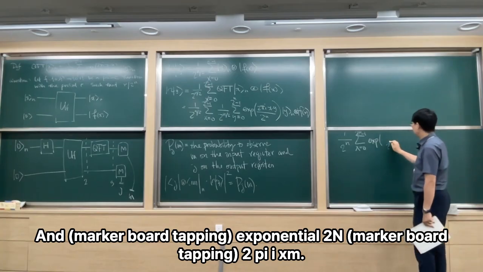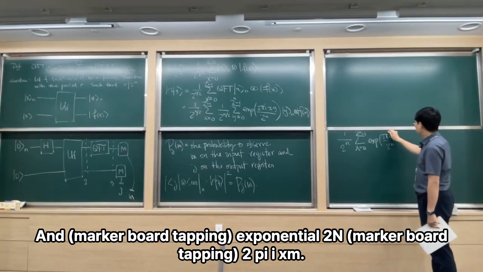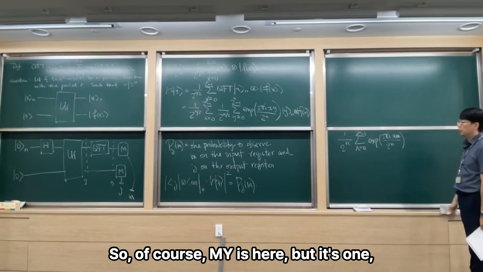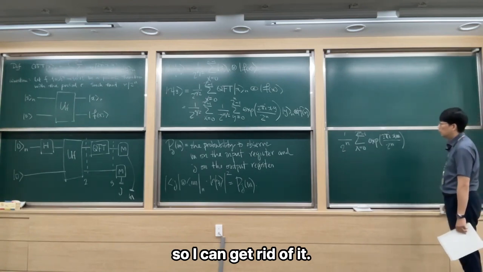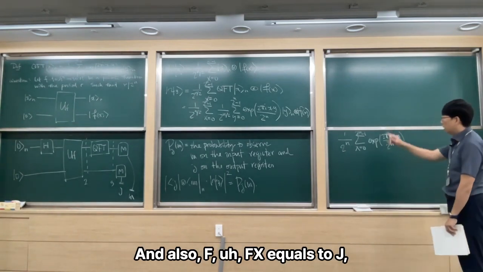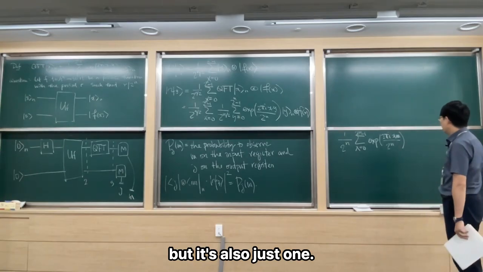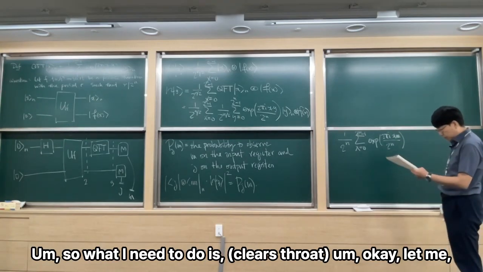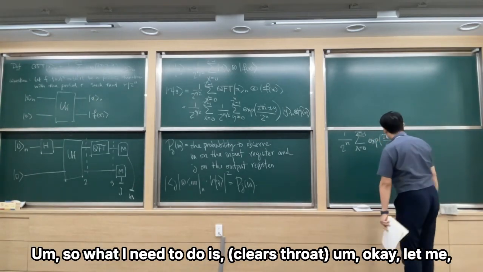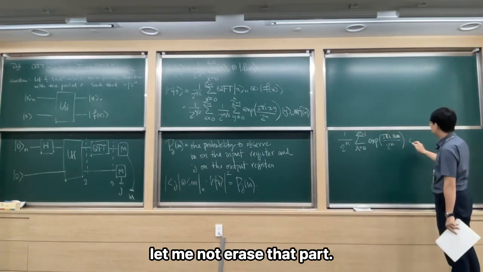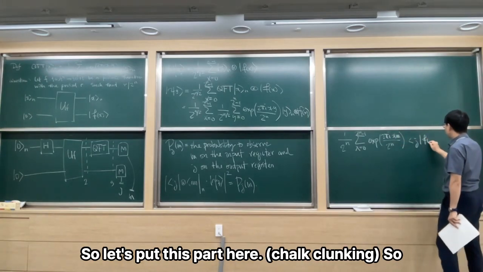Exponential 2 pi i x m over 2 to the n. So of course my is here, but it's 1, so I can get rid of it. And also f of x equals j, but it's also just 1. So what I need to do is, okay, let me not erase that part. So let's put this part here.